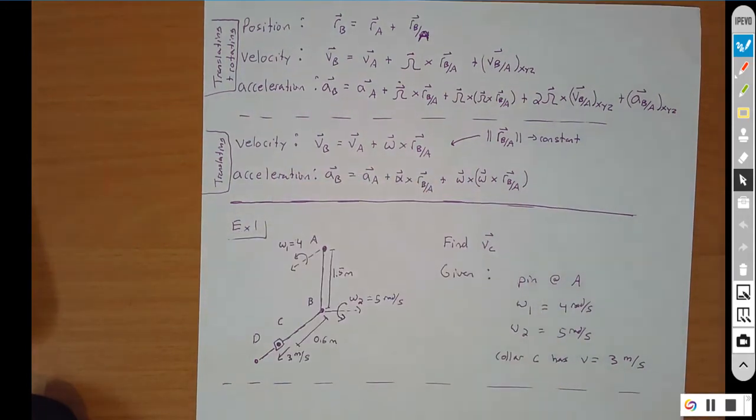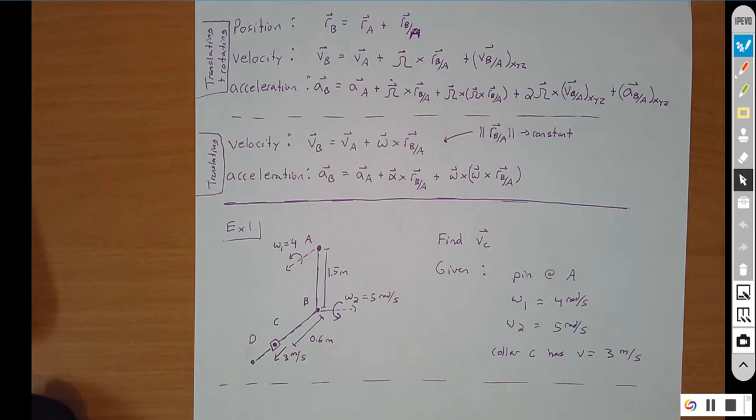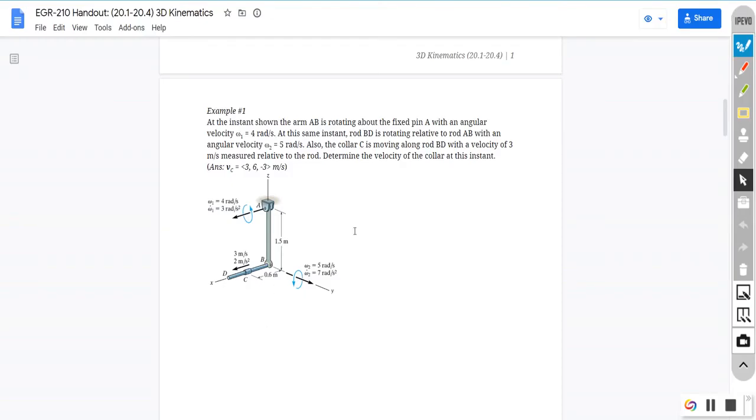Alright, so let's apply these. So example 1, I'll jump back in so you can see the full picture of it. Example 1, we have a bar rotating about this axis here, and then we have another bar rotating about this axis here. So what I'm going to do is do this in a sequence.